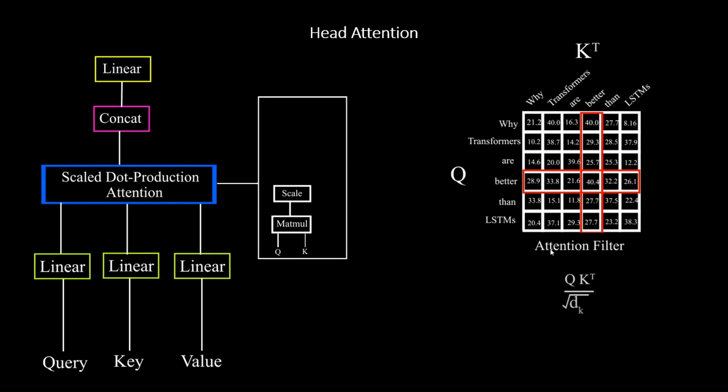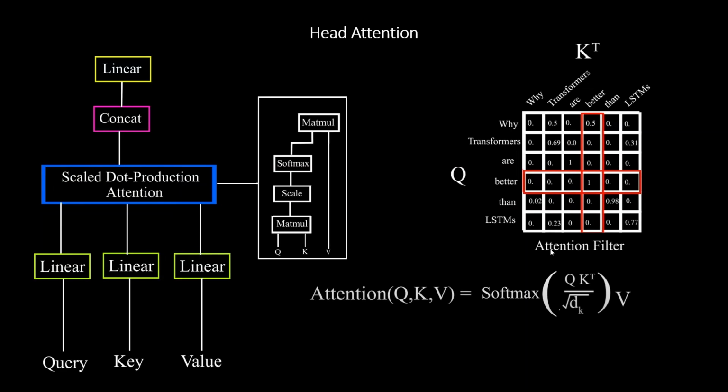Then a softmax layer is applied in order to convert these values into probabilities. Now we have an attention filter that exactly represents how much a word is related to every other word in the sentence. Now you have to take the dot product between this attention filter and the raw values of the original vector to get the most important features.